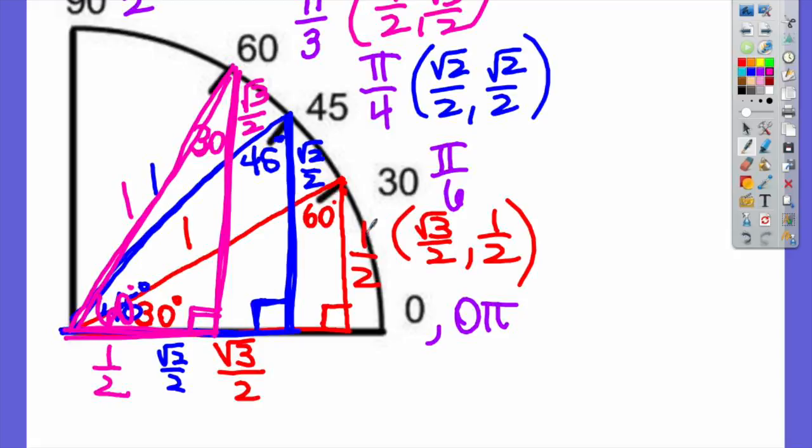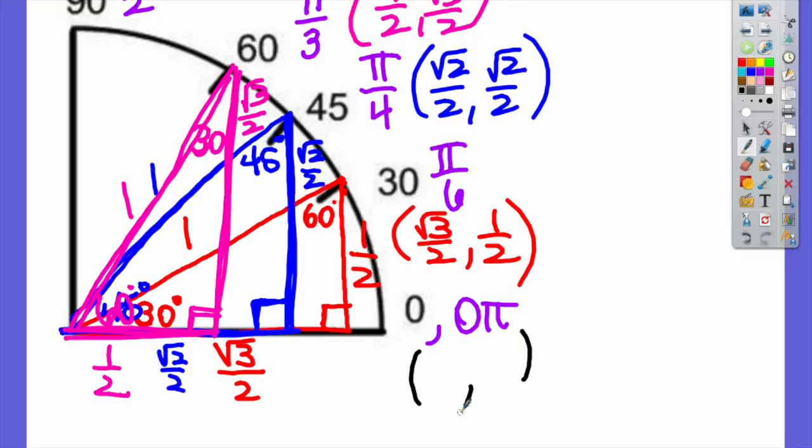Same thing, kind of the opposite, with 30 degrees. If I drew a horizontal line over, it hits the y-axis halfway. So y has to be 1/2. That's how I use it to help me remember the unit circle. My teacher made us do it in a minute.